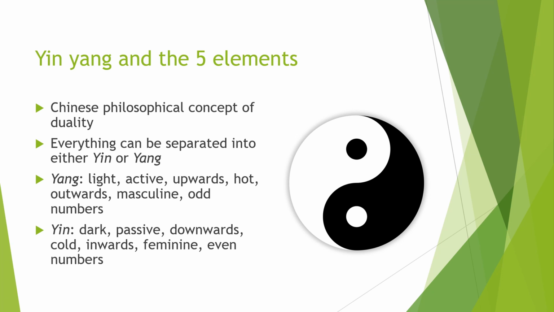To give you a better feel of what yin and yang means, I've listed some examples using opposite pairs of words. So between light and dark, light is yang and dark is considered yin. Between active and passive, active is considered yang and passive is considered yin. The same goes for upwards and downwards, hot and cold, inwards and outwards, and masculine and feminine.